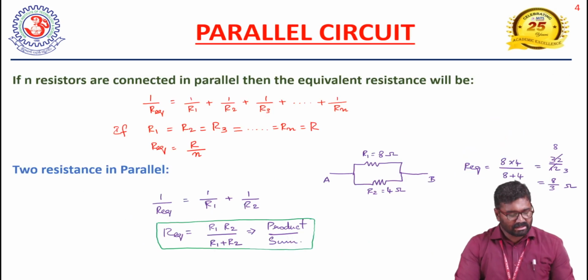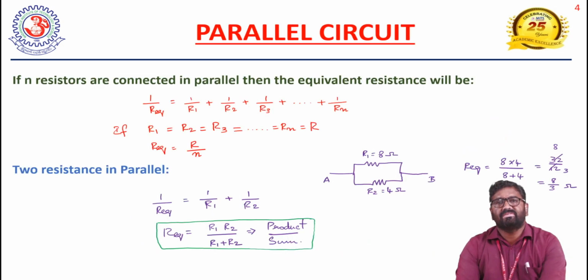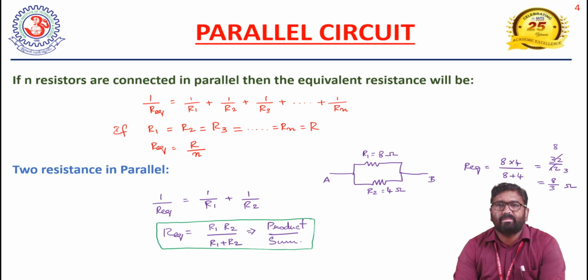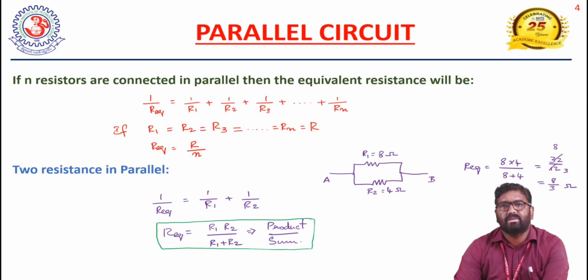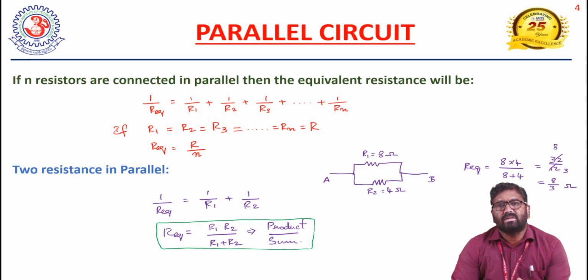In this case, we can conclude that if n number of equal resistances R are connected in parallel, then the equivalent resistance will be R equivalent equal to R by n.